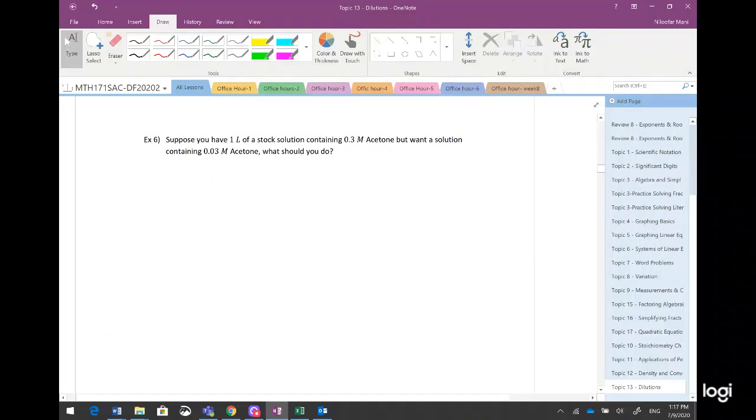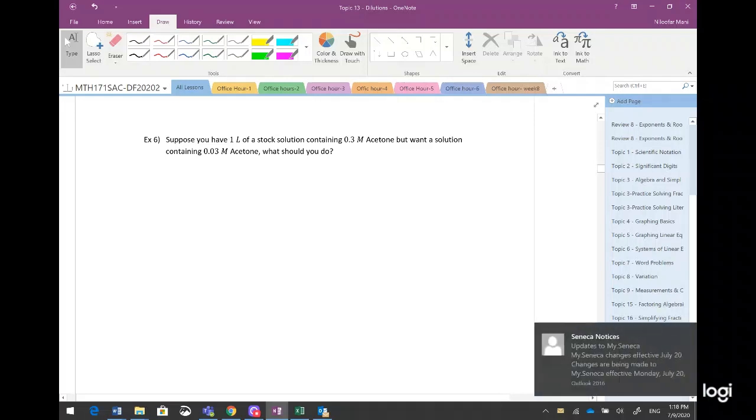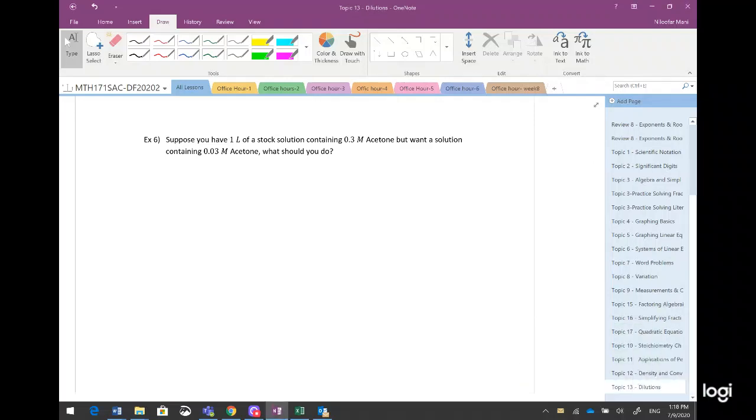Suppose you have 1 liter of a stock solution containing 0.3 mole per liter, so that's also concentration. Mole per liter is also concentration. Okay, so then suppose you have 1 liter of a stock solution containing 0.3 mole acetone, but you want a solution containing 0.03 mole acetone. What should you do here?